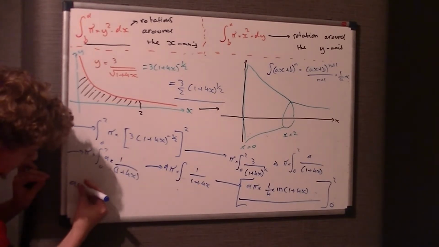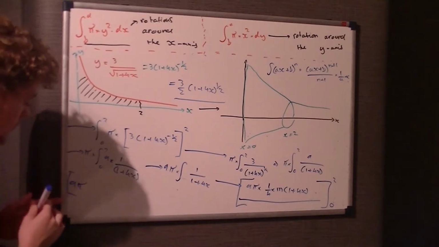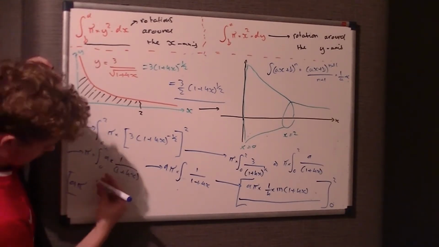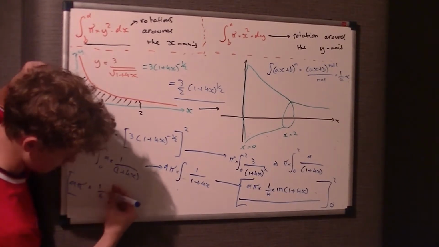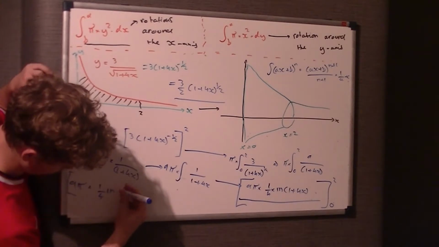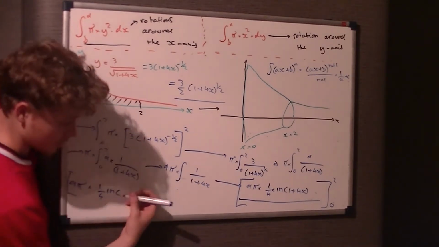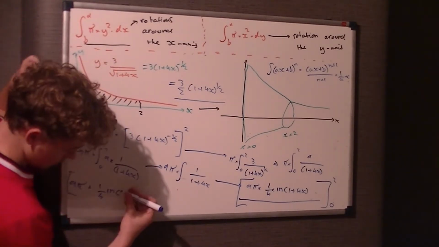So 9 pi times, obviously you could do the 9 pi afterwards, but I'm going to just leave it in, times a quarter of ln of 1 plus 4x, and x in this case being 2. So 1 plus 4 times 2 is 1 plus 8, which is 9, so the ln of 9.